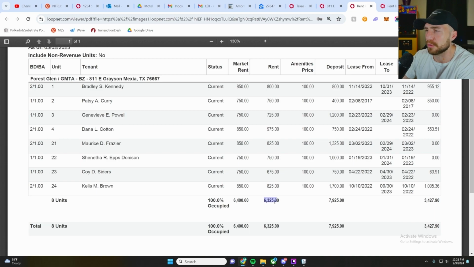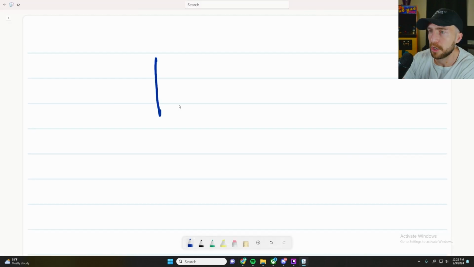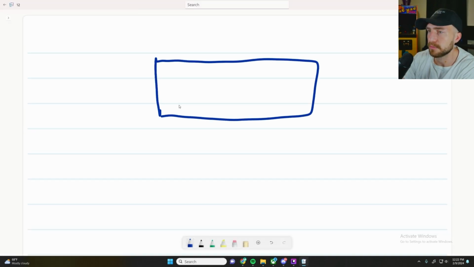Go off of the actual rent, right? So 6,325. Is that good? Is that bad? What does that mean? Okay, to the drawing board. Okay, here is our apartment building. A really nice apartment building. Sick.